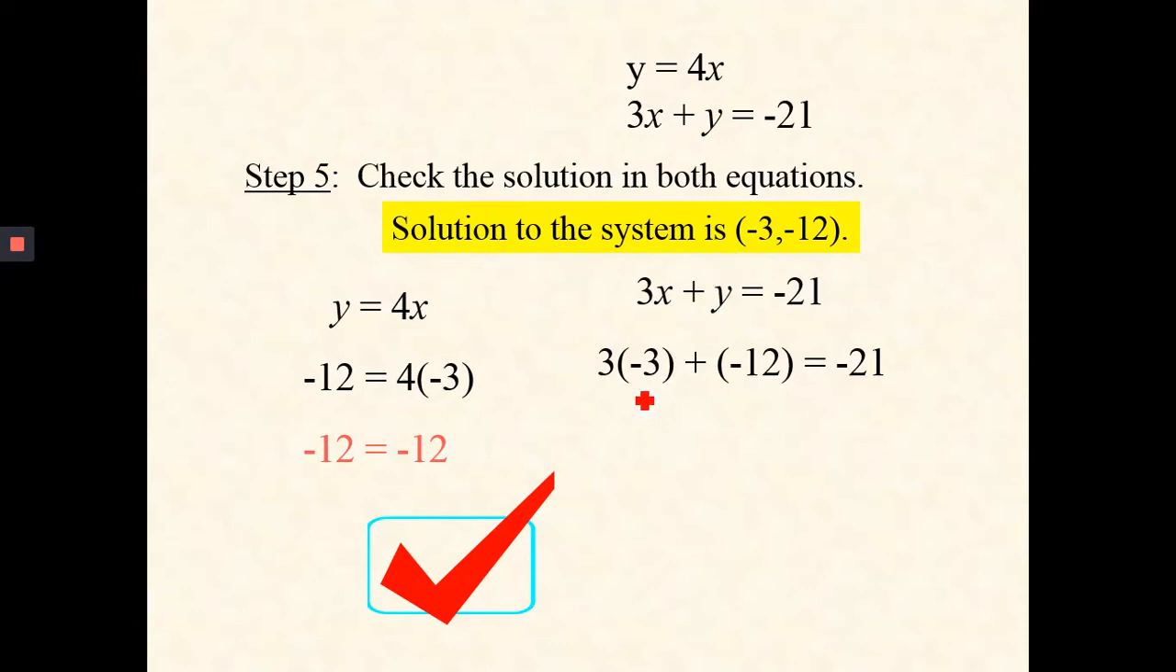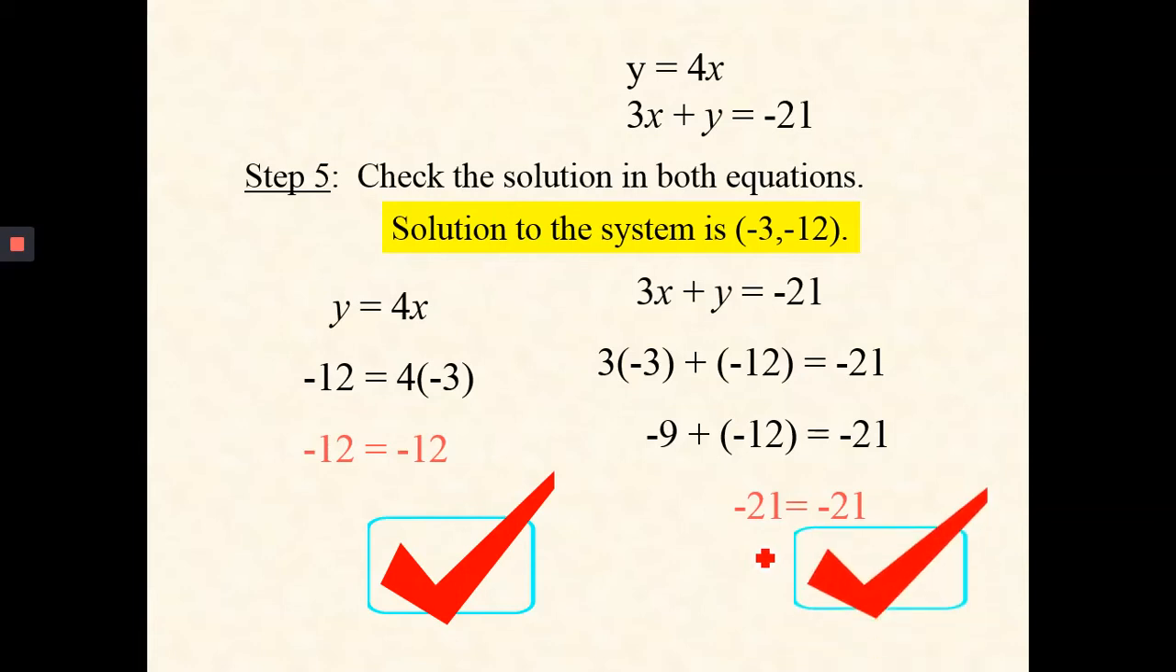Just plug in the value of x, which is negative 3, and the value of y, which is negative 12, equals negative 21. 3 times negative 3, that is negative 9, and then plus negative 12 is equal to negative 21. So negative 21 equals negative 21. Is the statement correct? Yes. Therefore, negative 3 and negative 12 is the solution of the given system.